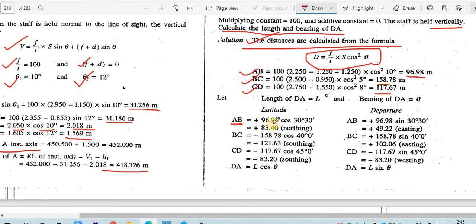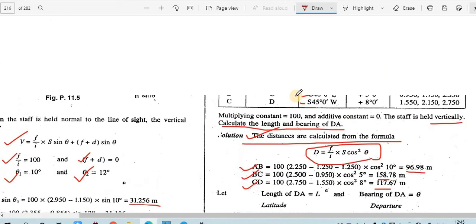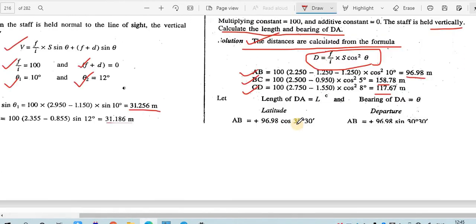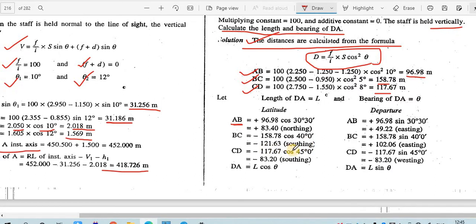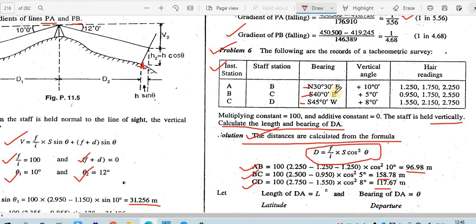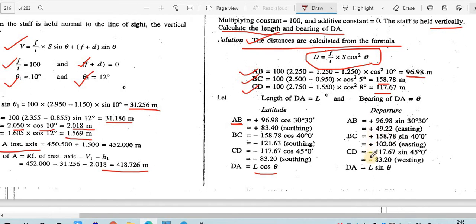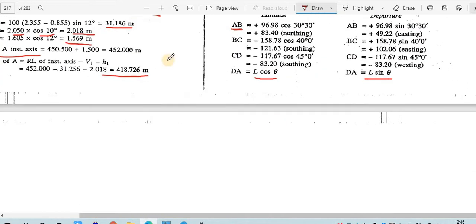So for AB, L cos theta comes out to be 83.40. For BC, L cos theta, and the sign is south, so it will be negative: minus 121.63. CD is 117.67 into cos theta, again the sign is south, so it will be negative. DA we are assuming as L cos theta, and similarly in departure we have calculated these values. The first one is east, so it will be positive, this positive, this negative. It will be L sin theta, so DA is L sin theta.